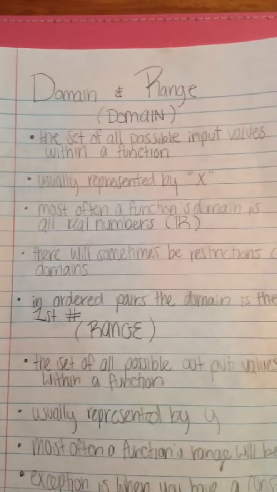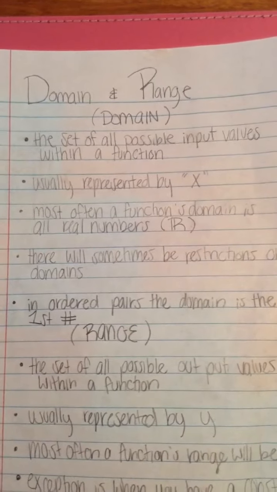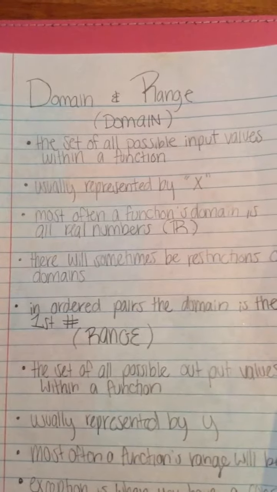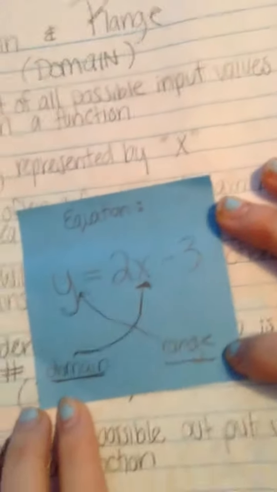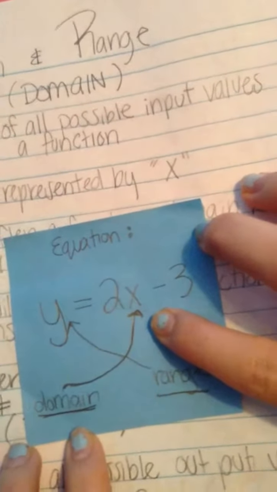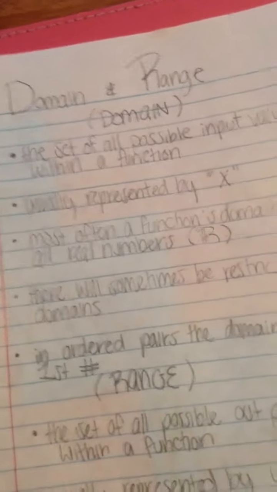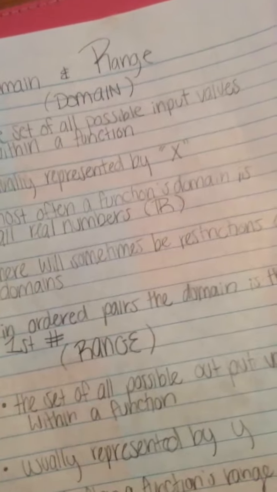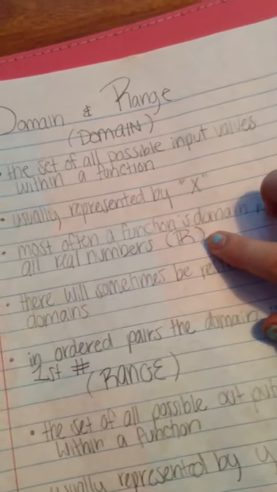Domain is the set of all possible input values within a function. It's usually going to be represented by x. If we were given this equation, y equals 2x minus 3, the domain is going to be the x. So 2x is your domain in this equation. Most often, a function's domain is going to be all real numbers, and all real numbers in notation form is going to be represented by this symbol here.